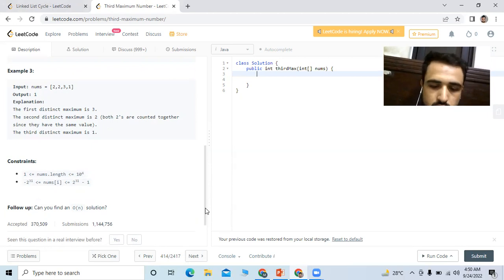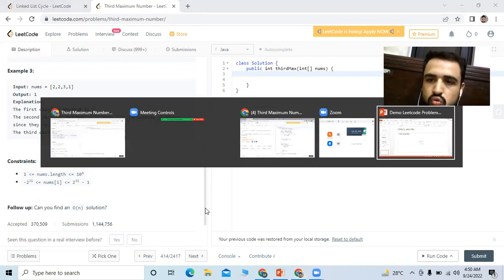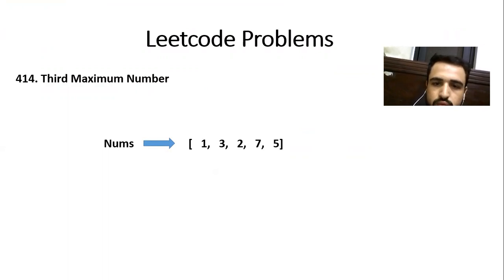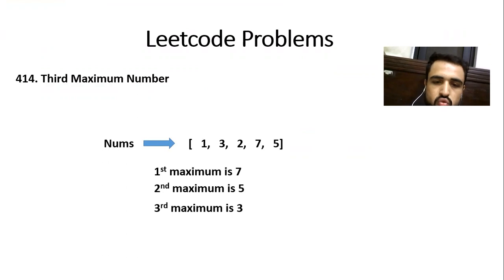So first of all, let's understand this problem. Going towards the problem on LeetCode, the problem is third maximum number. Here we have an array, let's say it's nums: 1, 3, 2, 7, and 5. If we look here, the first maximum number is 7, the second one is 5, and the third one is 3. So in this case, we have three distinct maximum numbers, so the third maximum number is 3. The final output will be 3.